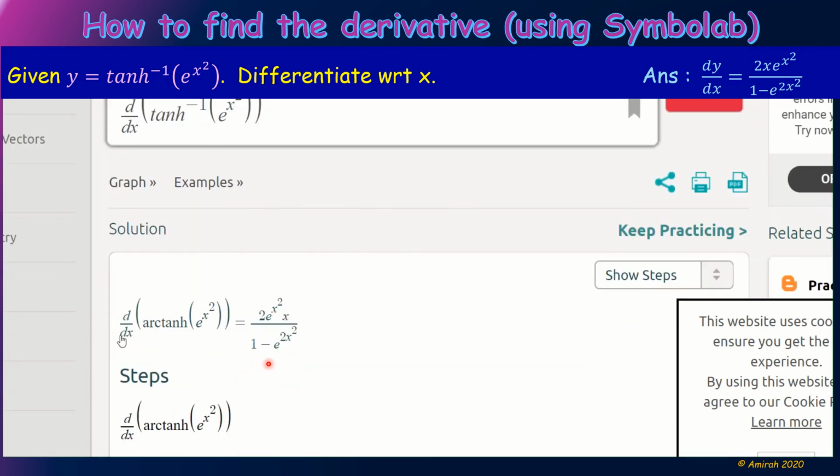And then we have this. The final answer is 2x e to the power of x squared over 1 minus e to the power of 2x squared. And arctan means inverse tan, arc means inverse. This question, so this answer. Okay, you got it?